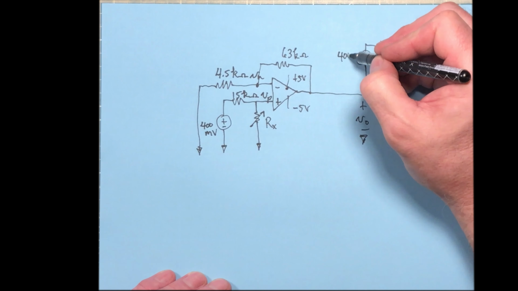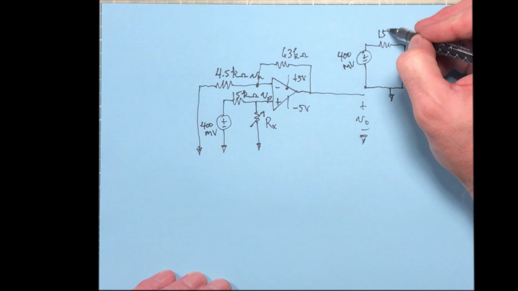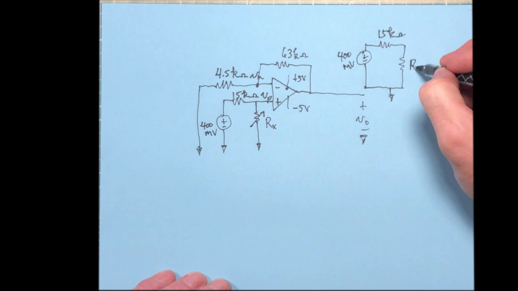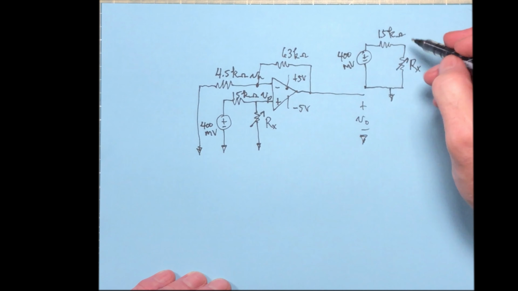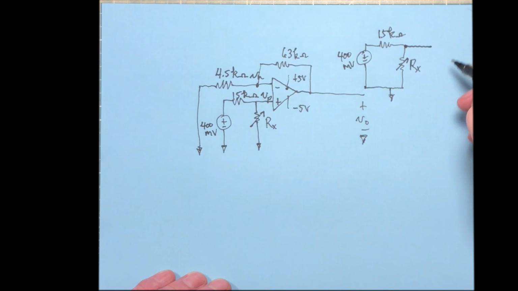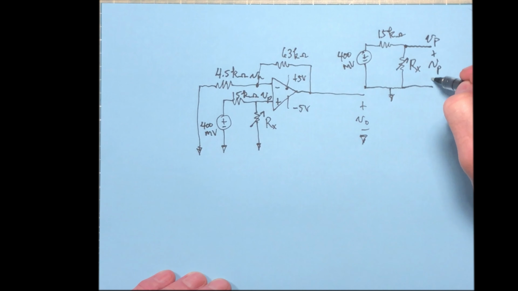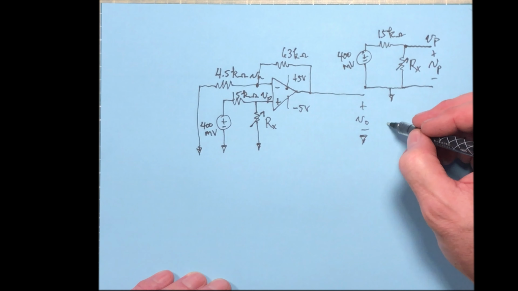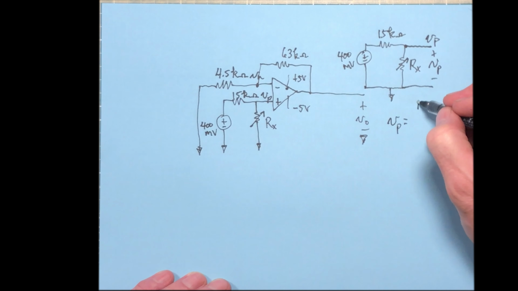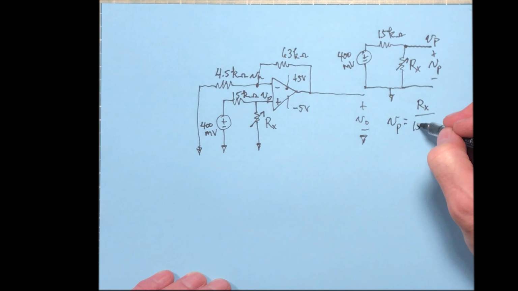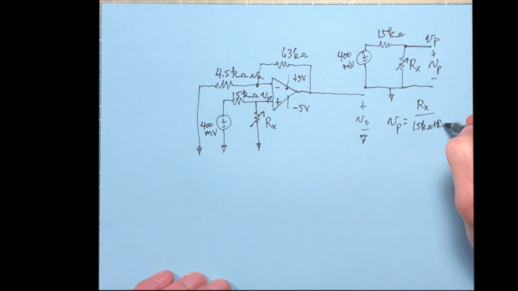And this is the 400 millivolts. Here is the 15K ohm. And here is R sub x. And V sub p is coming off right there. So really, V sub p is this voltage between these 2 points right here. So we could even put V sub p right here, like that. So you know what V sub p is once you recognize that, because you can just write the divider equation that V sub p is going to be R sub x over 15K ohm plus R sub x times 400 millivolts. Okay, so you know what V sub p is.